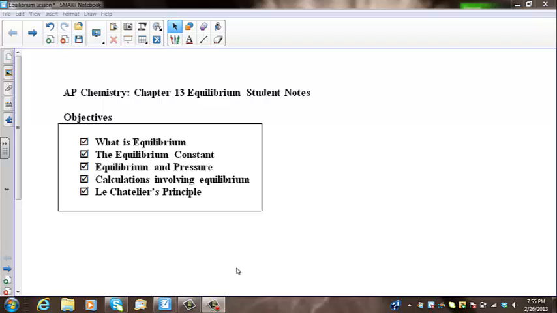Okay, so this is Chapter 13, Equilibrium. This unit is going to be divided into 3 lessons. You will probably have to watch the first 2 lessons in order to get through the first problem set in Chapter 13. So the first 2 lessons are going to focus on what is equilibrium, the equilibrium constant, equilibrium and pressure, and calculations involving equilibrium. And the last one will include some advanced calculations involving equilibrium and Le Chatelier's principle.